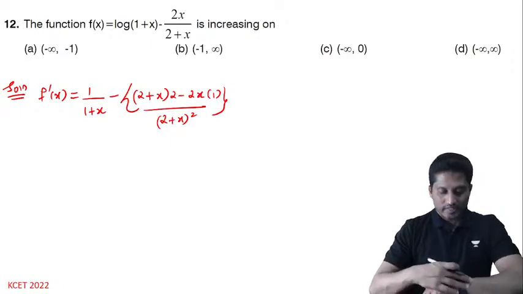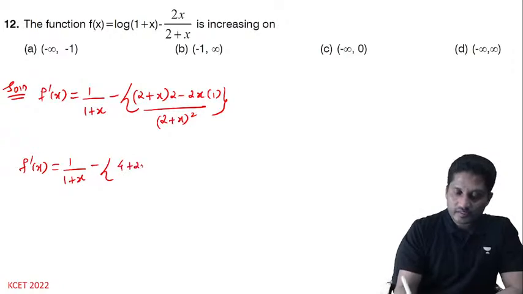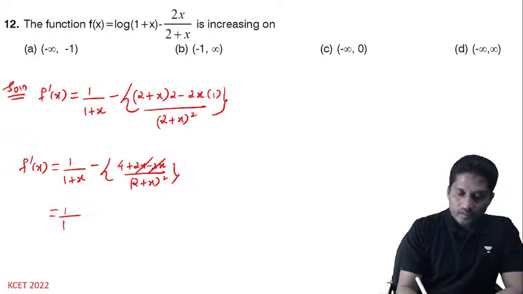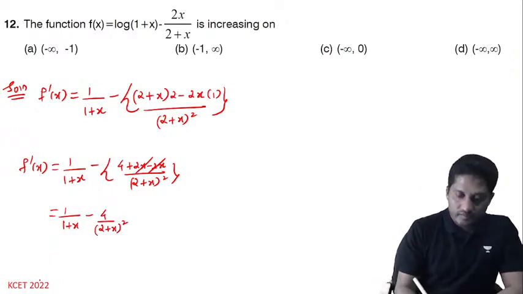Now this can be written as f dash of x is equal to 1 by 1 plus x, and minus of, this is 4 plus 2x minus 2x upon 2 plus x the whole square. This will cancel. So 1 by 1 plus x minus 4 upon 2 plus x the whole square. Now what's the LCM?